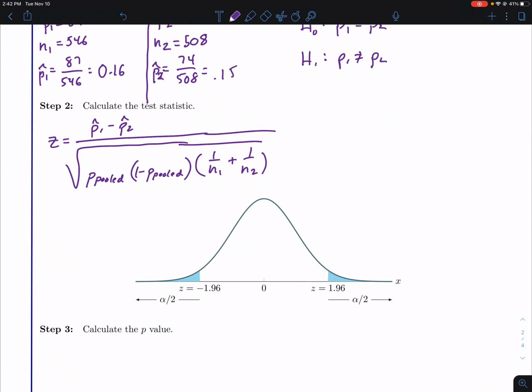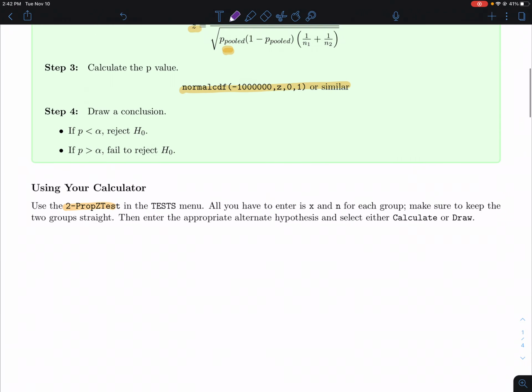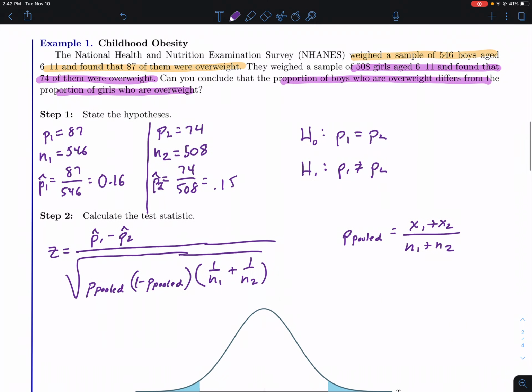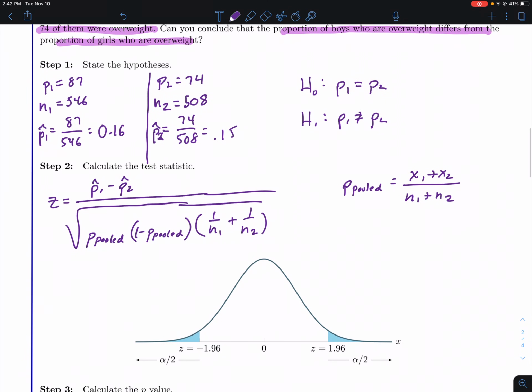All right, and then just to remember, P pooled is going to be x1 plus x2 all over n1 plus n2. Because again, with pooled, remember, we're kind of combining the data together. So that's what we're doing with this calculation. So before we can do anything with the z-score, we need to do the P pooled first.